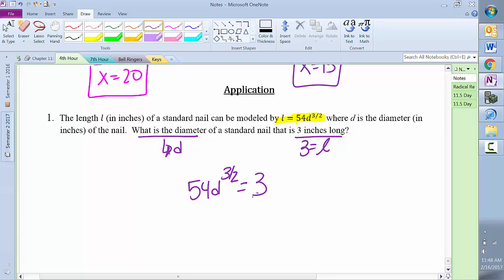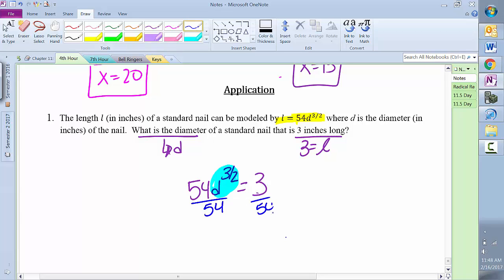Now we know how to do this because we just learned how to do this. You're going to get decimals, but that's okay. What do I do to both sides? Not yet. It's not isolated. Look. It's not alone. What else is there? I have to get rid of something first. The D. What's next to the D? Thank you. Divide by 54.